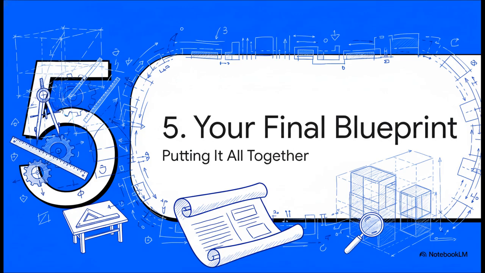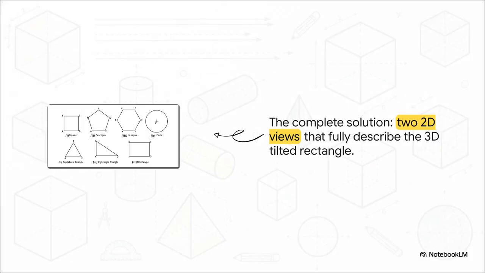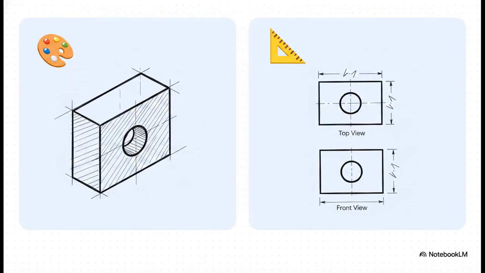Let's take a look at what we've actually created, the final blueprint. And there it is, the complete solution. I know, it might just look like a couple of weirdly shaped quadrilaterals on a piece of paper, but together, those 2 flat views contain every single bit of information needed to precisely define that object, tilted perfectly in 3D space. So you might be wondering, why go through all this trouble?